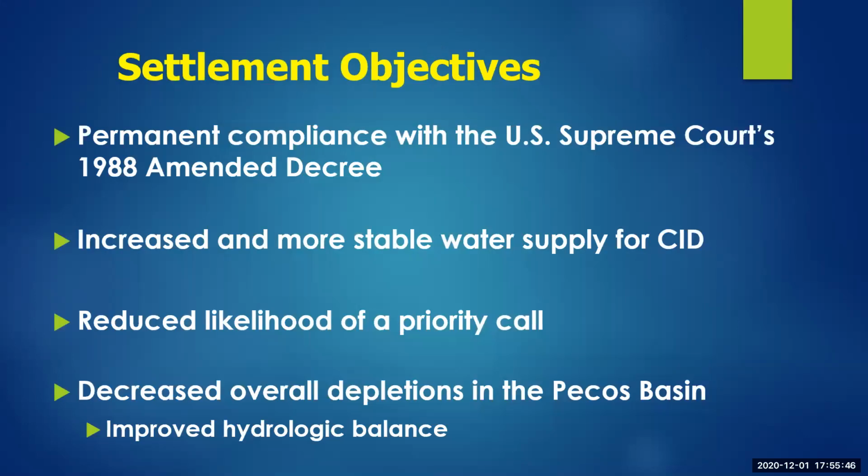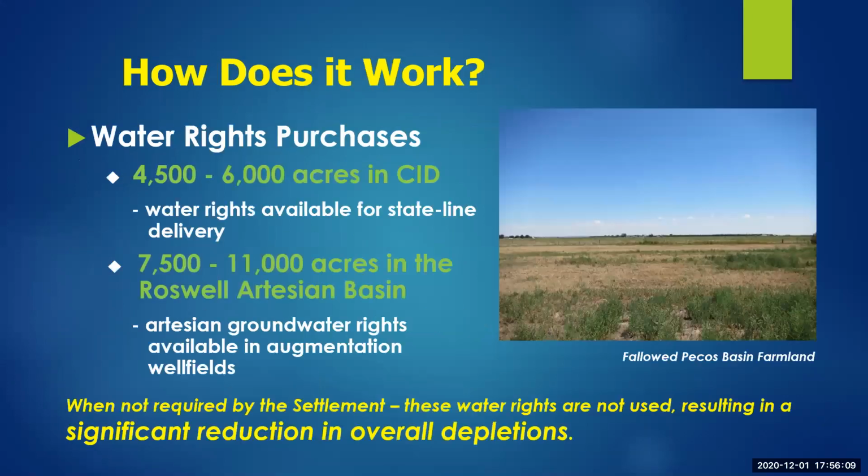So the objectives were really long-term compliance with the Supreme Court's amended decree, but then also an increased and more stable water supply for CID and the reduced likelihood of a priority call within New Mexico. And the mechanism to do that was largely to decrease overall depletions in the basin, sort of bring things back into hydrologic balance. So how did it do that? What was included in that agreement to achieve those goals?